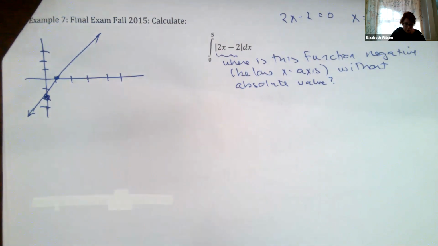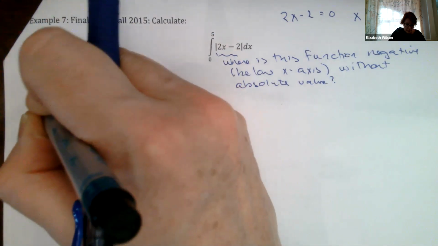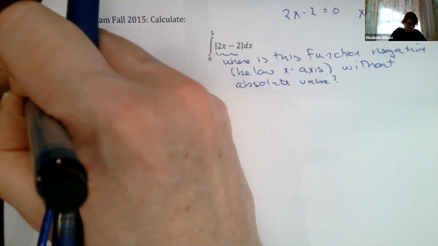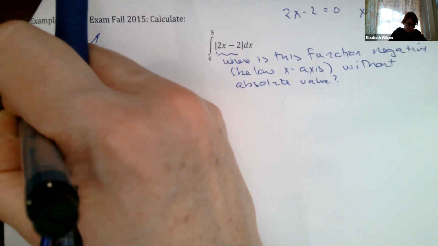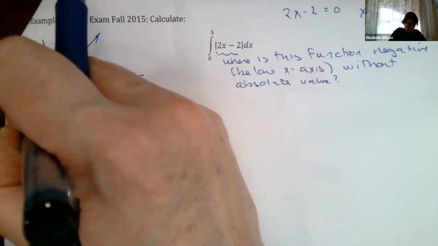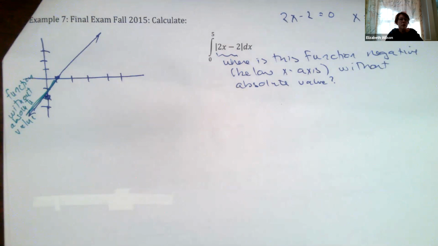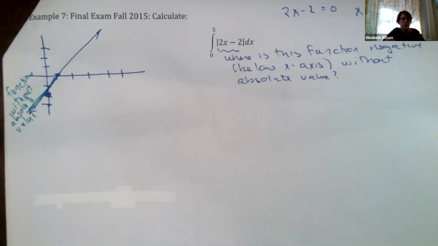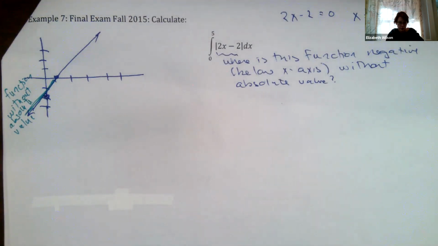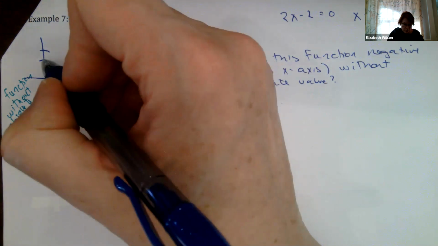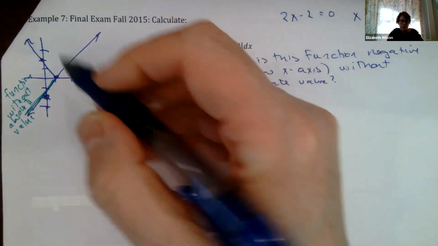Now this is the part of the function that we'd have if we didn't have the absolute value. So there's our function. You guys see that? It looks a little blurry. Function without the absolute value, right? And now the absolute value makes that part positive. So that would be up to here, and the function's actually going to go like that. Okay, so that's with the absolute value.